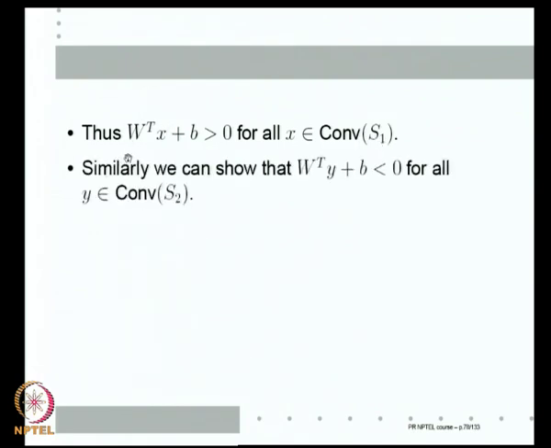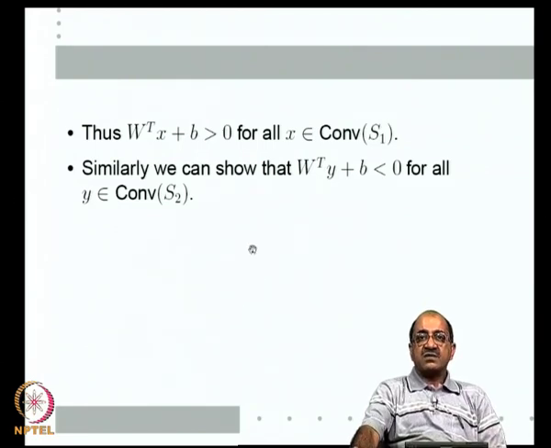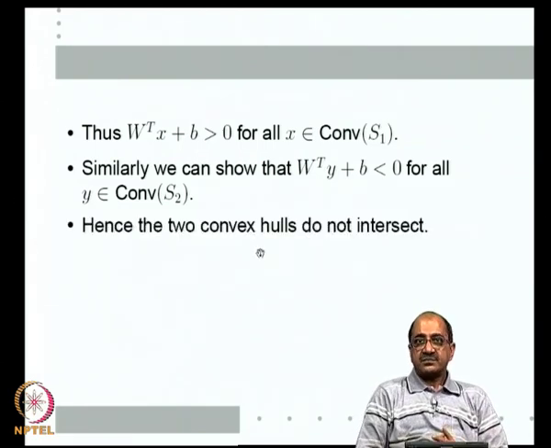By exactly identical argument, we can show that W transpose Y plus B is less than 0 for every Y in the convex hull of S2. Which means there are some W and B so that for all points in the convex hull of S1, W transpose X plus B is greater than 0, and for all points in the convex hull of S2, W transpose Y plus B is strictly less than 0. Which means the convex hull of S1 and the convex hull of S2 cannot intersect, right.